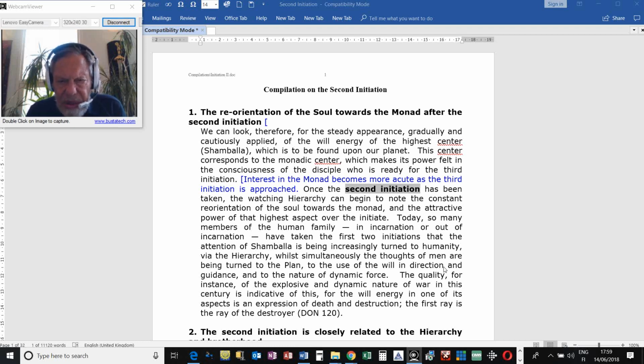The quality, for instance, of the explosive and dynamic nature of war in this century is indicative of this attention of Shambhala towards humanity, where the will energy, as one of its aspects, is an expression of death and destruction. I think sometimes in its third aspect, it is an expression of death and destruction. Maybe the will to good is more in relation to the second aspect, and the will to be more in relation to the first aspect. The first aspect is the ray of the destroyer, and in Pluto and in Vulcan, 2 planets, the power of which will be demonstrated as the reappearance of the Christ approaches, you're finding this ray of the destroyer, especially in relation to Pluto.